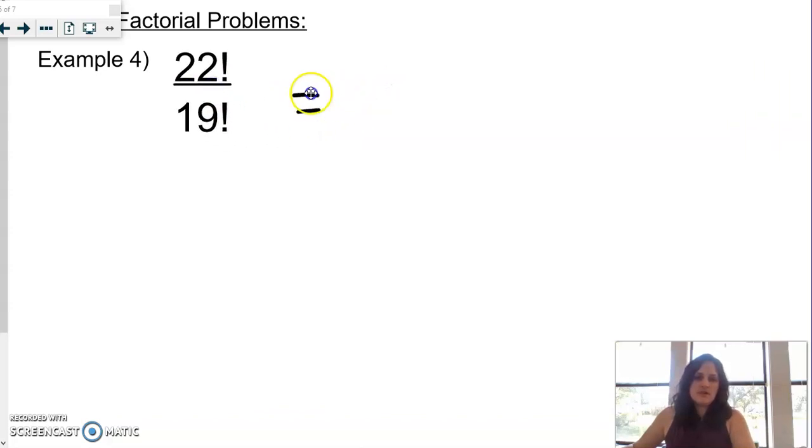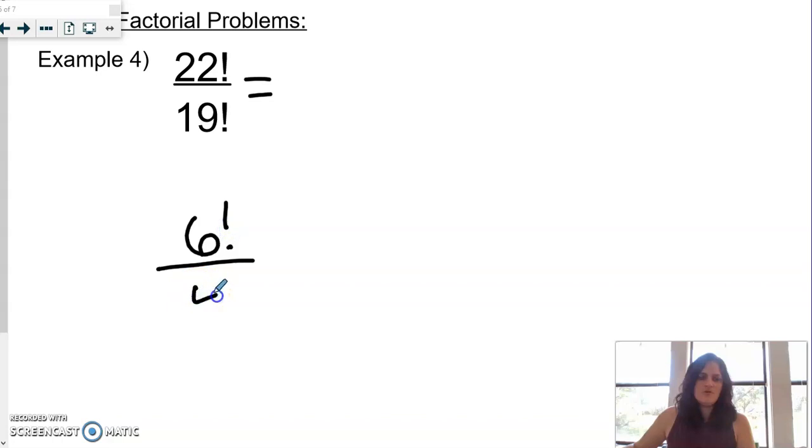Move this over just a bit out of the way. All right, so let's write this out at least partially. Actually, let's do a smaller example down here. With instead of 22, we'll use something that you could do on a calculator pretty easily. 6 factorial over 4 factorial, since it's easier to write it out. And then we'll come back to this 22 over 19.